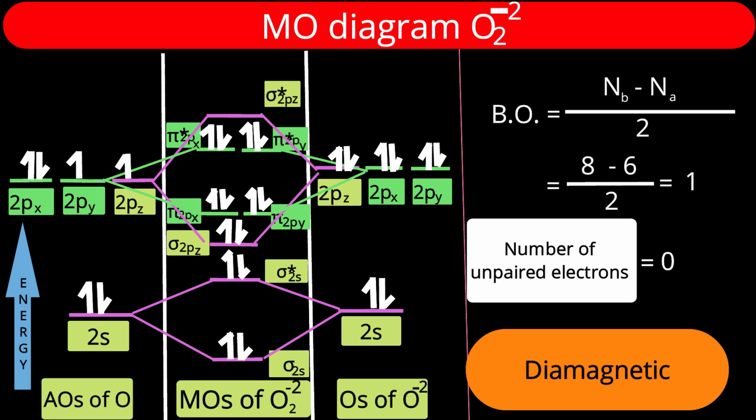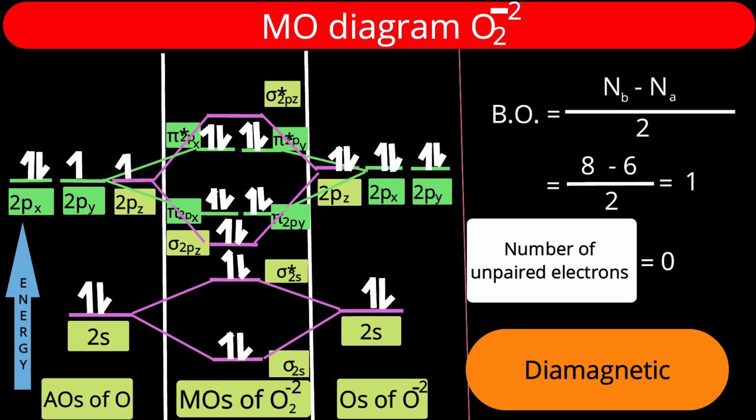Three compartments are shown in the MO diagram. The left compartment is the atomic orbitals of oxygen. The middle compartment is the molecular orbitals of our species, the peroxide ion O2 2-. And the right compartment is the ion that I want to consider which can combine with the oxygen atom, that's the O 2- ion, the oxo ion.